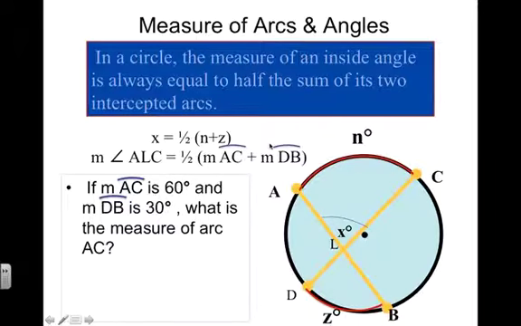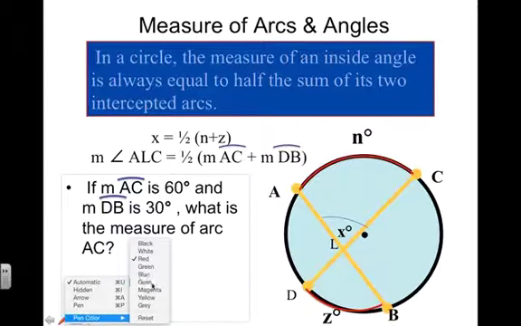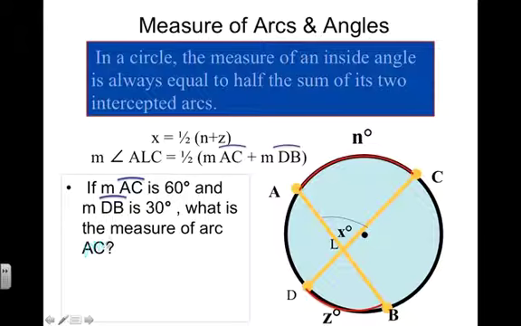So if the measure of arc AC is 60 and the measure of arc DB is 30, what would you say is the measure of arc AC? That's not the question I wanted to ask. I wanted it to say what is the measure of X. So I'm going to just take my pen right here and scribble that out. And that's a good color to scribble it out with. So what is the measure of angle X? Okay, so see if you can think about that answer.